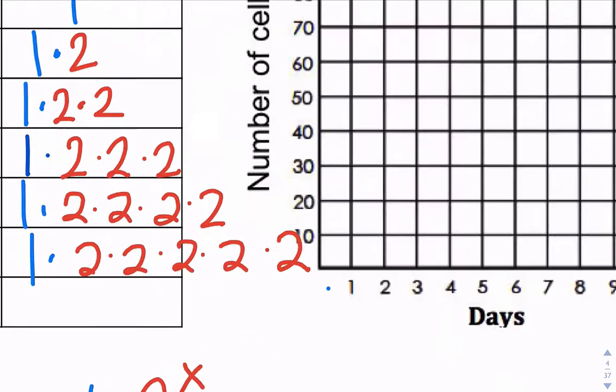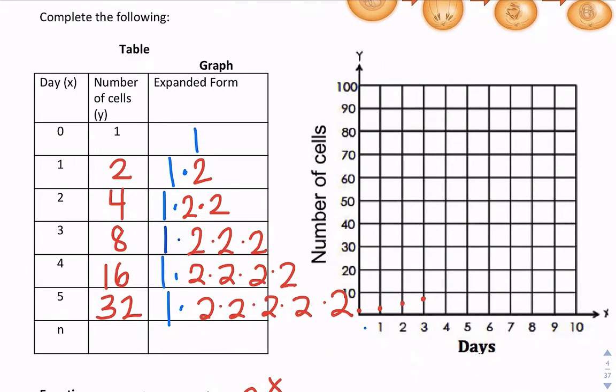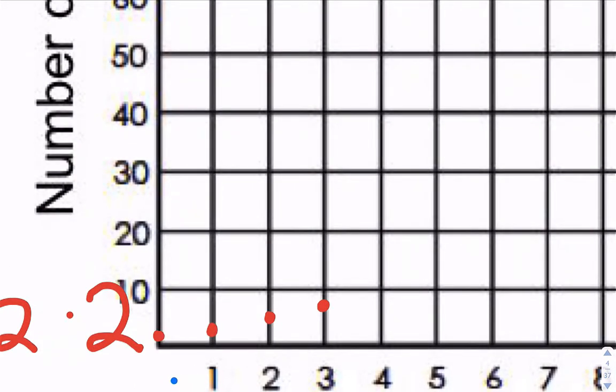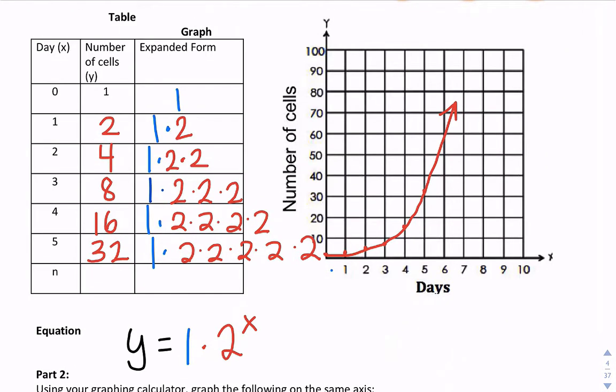If we graph it, here's what it looks like. Day 0, we have 1, 2, 4, 8, 16, 32. And so if we graph it, here's what it would look like. And that is an example of exponential growth. So again, we've looked at 3 models here with the same problem, taking 1 cell and dividing it every day. We have a table, an equation, and a graph.